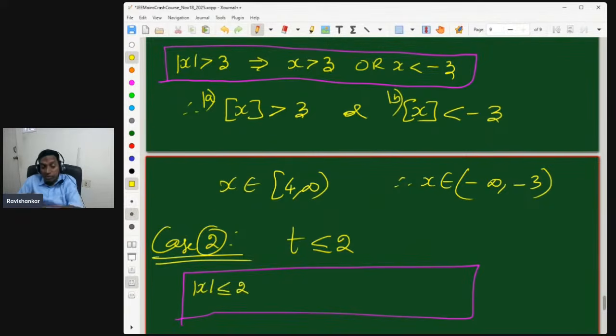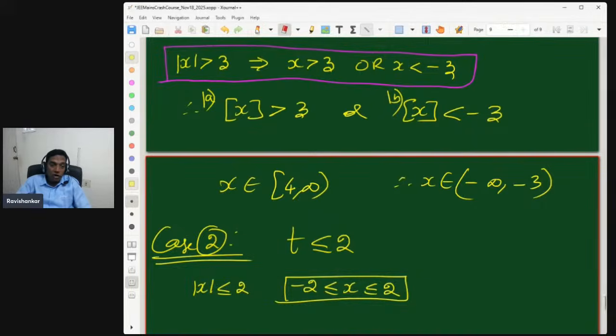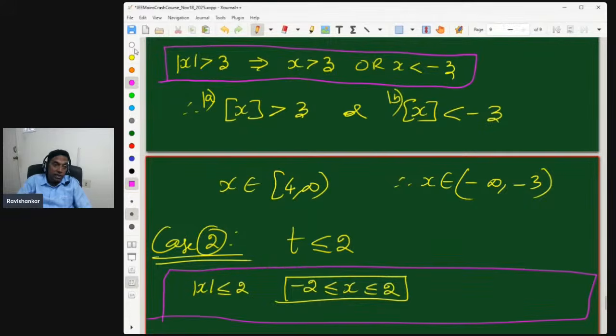You can't say x is less than or equal to 2. Minus 5 is also less than or equal to 2, but mod minus 5 is not less than or equal to 2. So the correct answer is minus 2 less than or equal to x less than or equal to 2. On the real number line, mod x less than or equal to 2 means, it's easy to understand it from the number line point of view.